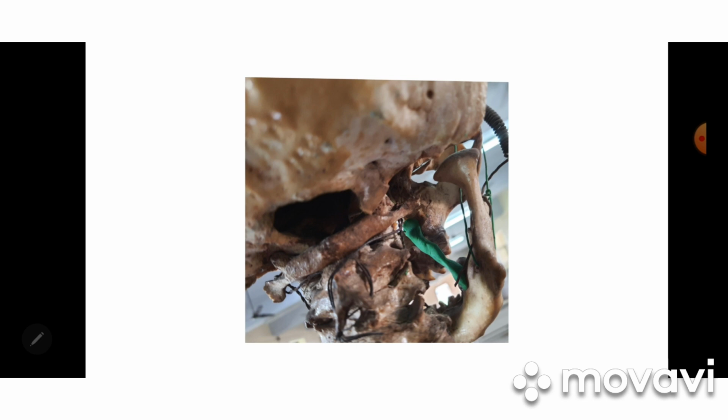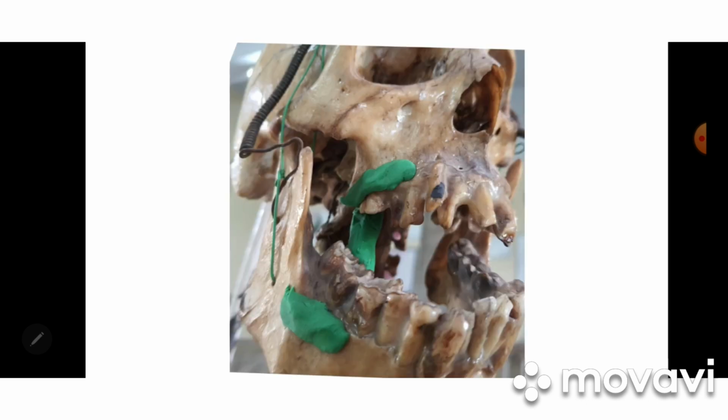This is the same pterygomandibular raphe. We are looking at it from a posterior view in an articulated skull. And this is the anterior view showing the pterygomandibular raphe.